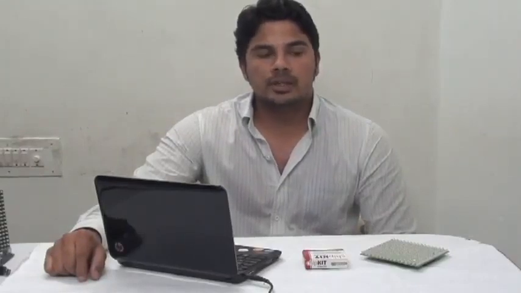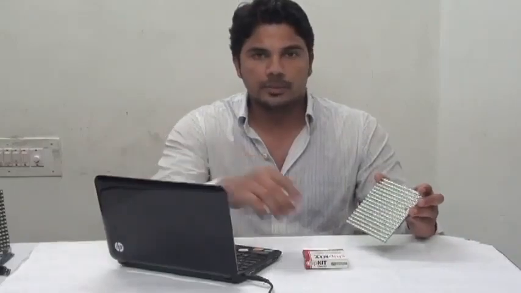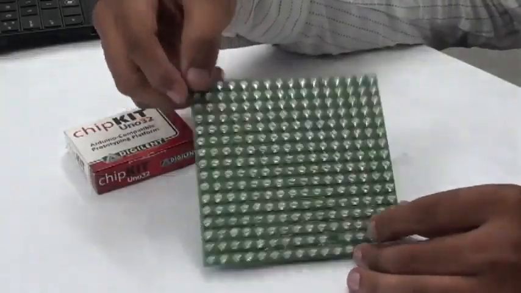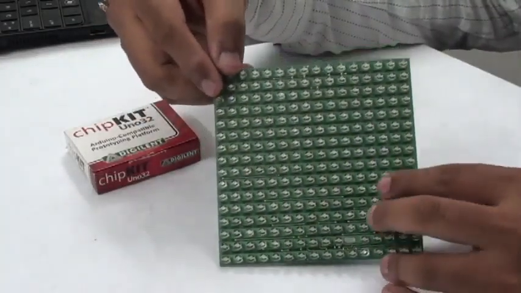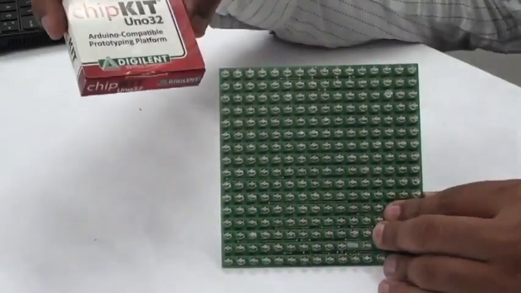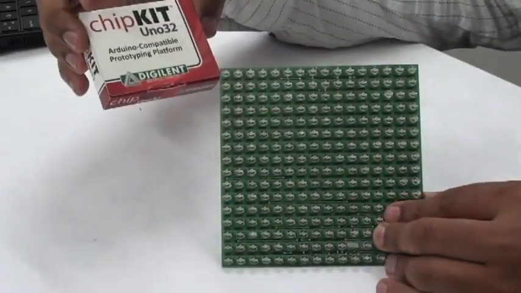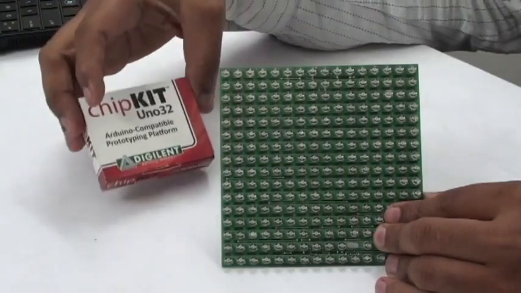Today I am going to interface a 16x16 matrix with the Chipkit. This is the 16x16 LED matrix. I am going to interface this 16x16 LED matrix with Chipkit uno32 without the help of a shift register.